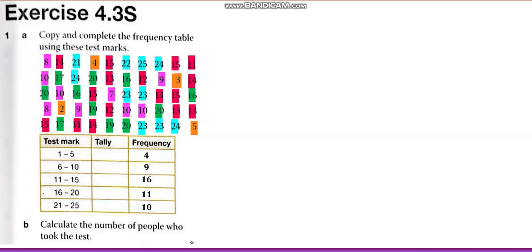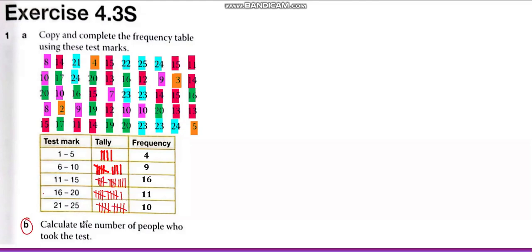We can also draw the tally marks here. There are 4 students, so there will be 4 lines over here. There are 9 students who got marks between 6 and 10, so there will be 5 and then 4 tally marks. In total, these are 9. And to represent 16, this is how I will draw 16 tally marks. Similarly, I need 11 tally marks. And then I need 10 tally marks to represent the number of students who got marks between 21 and 25.